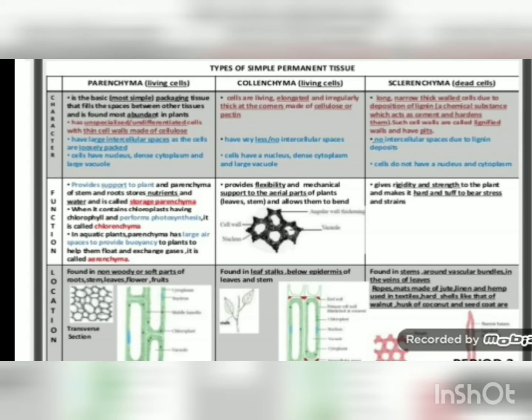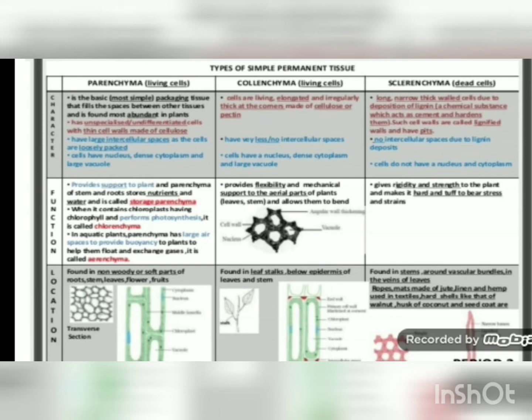So you can see the intercellular spaces. In parenchyma, large intercellular spaces are there; in collenchyma, fewer intercellular spaces are there. Now about the function of collenchyma. It provides flexibility to the plant and gives mechanical support to the aerial parts of the plants, and because of this collenchyma, when you bend the plant it will not break.